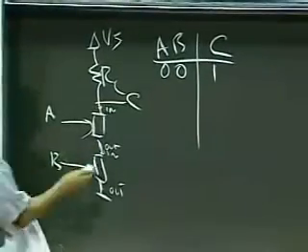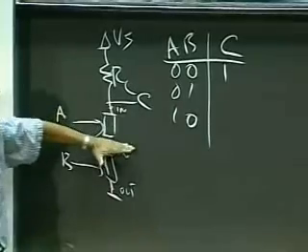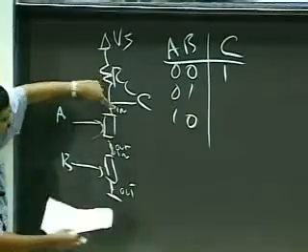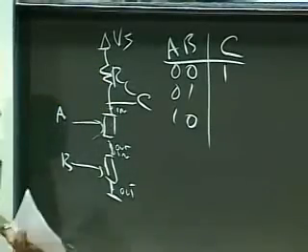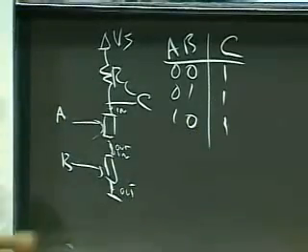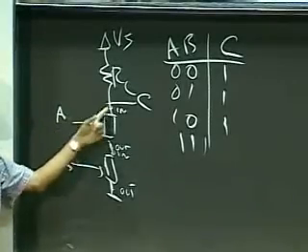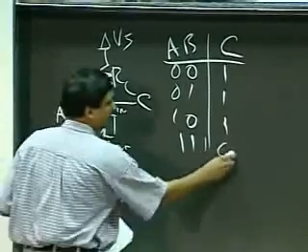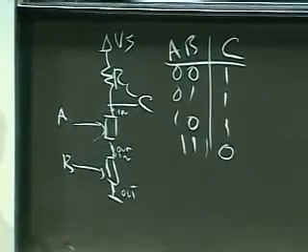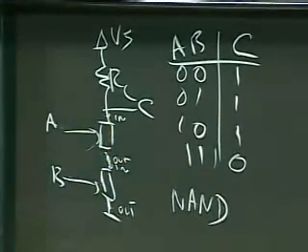When either of these switches is off, 0, 1 or 1, 0, then this node is cut off from ground. There is no current flowing here, so the entire voltage drops across this infinite resistance, and I get a 1 at the output as well. If both A and B are on, then I get a short circuit to ground, and my output is a 0. Can someone tell me what gate this is? Awesome. We've just built a NAND gate.